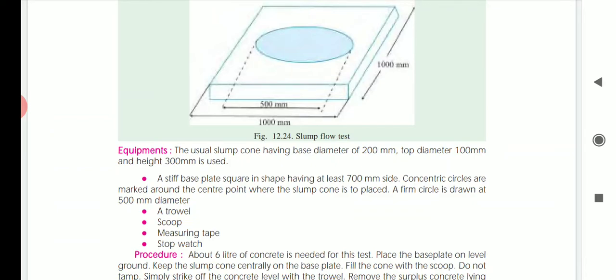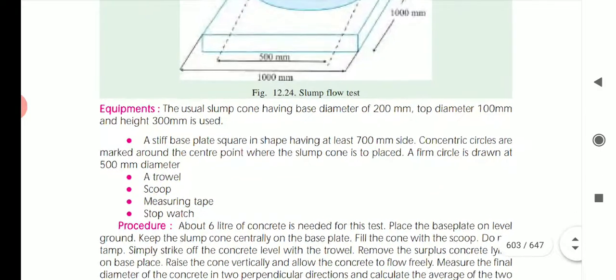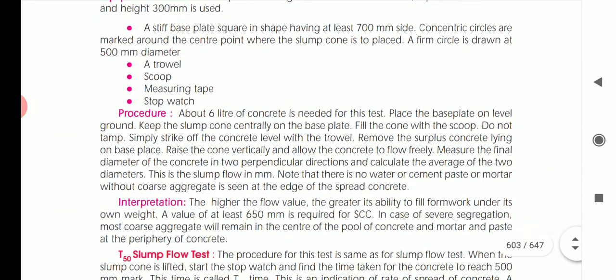So one plate is placed on the ground level, and on that plate they have made a concentric ring specially for 500 mm. A trowel, scoop, measuring tape, and stopwatch are used. So what is the procedure?